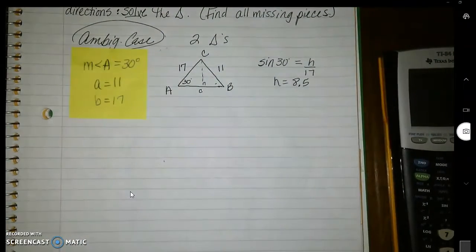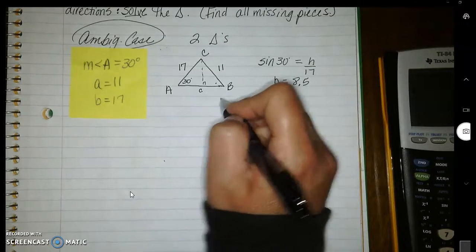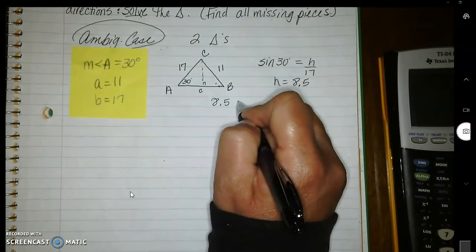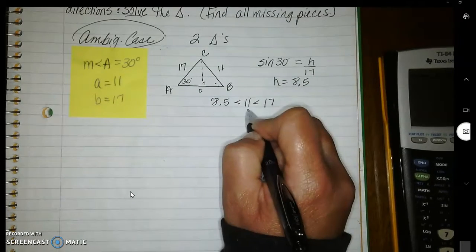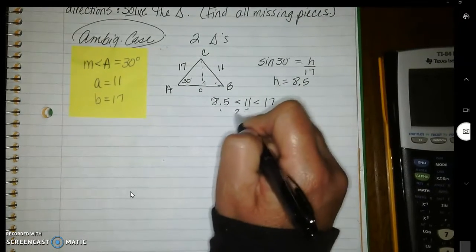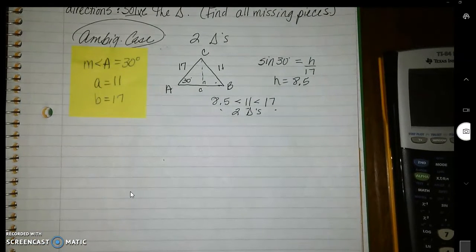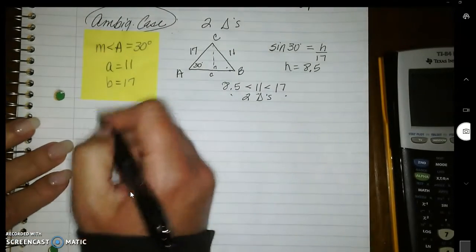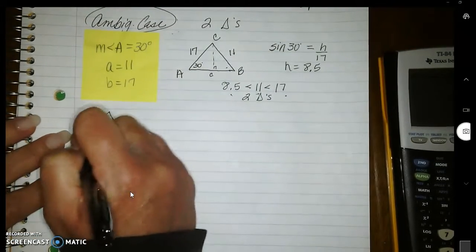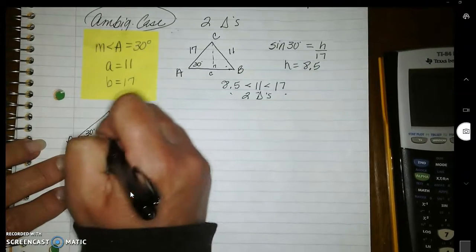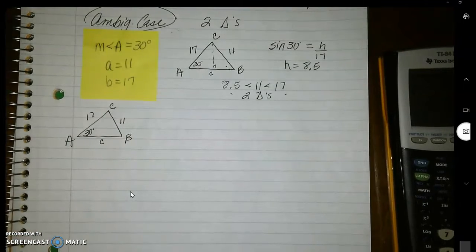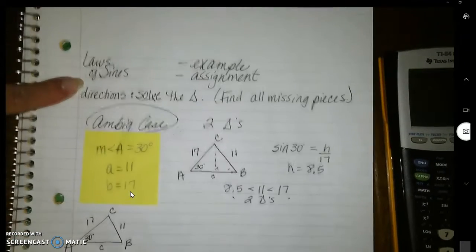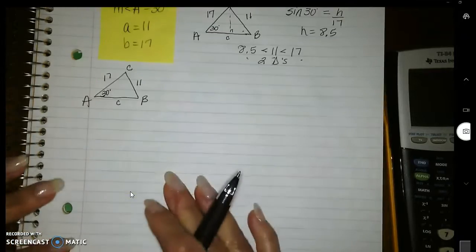Now, knowing that my height is 8.5, and knowing that my side that is opposite of A is 11, which is between that height and that other side, then I know I'm going to have those two triangles, okay? So let's go ahead and solve for them and find out what we have. So one of my triangles is going to look just like this one, okay? So here it is, A. I'm just going to redraw it. C, this is side C, and let's go do the solving. We're going to use the law of sines, remember, to find those missing pieces, okay?